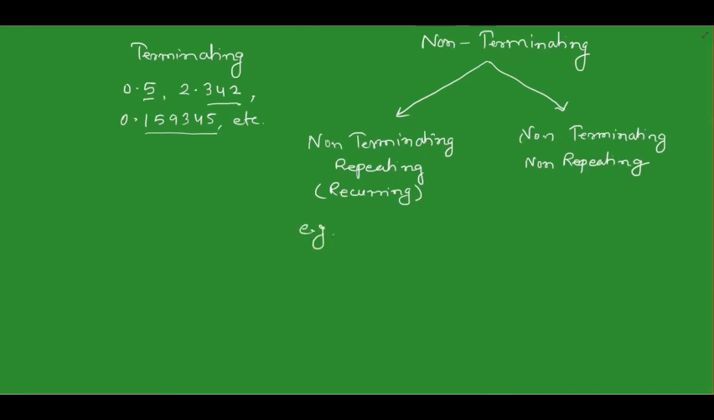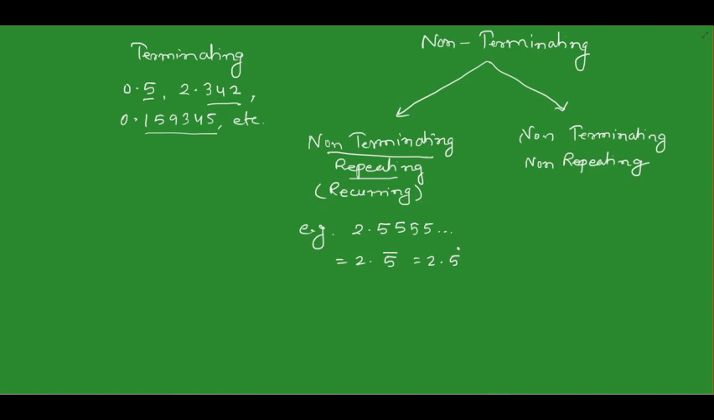Like if we have 2.5 and this 5 is repeating again and again, we write it as 2.5 with a bar over 5. We can also denote it with a dot over the 5, like this. This means 5 will keep repeating, it will never end. If it is not ending, that means non-terminating. And since this digit 5 is repeating, it is non-terminating repeating.